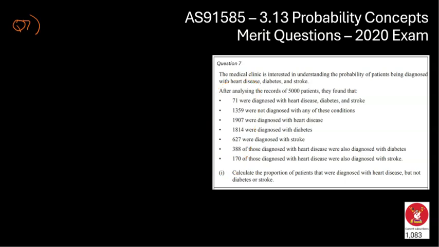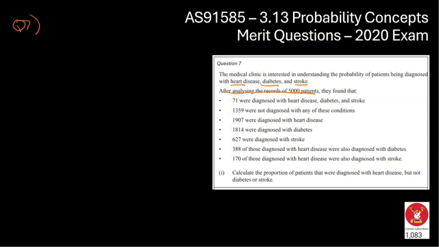So we've got a medical clinic, interested in understanding the probability of a patient being diagnosed with heart disease, diabetes, or stroke. Straight away, I've got my 3 variables, right? You either have heart disease or you don't. You either have diabetes or you don't, or you've had a stroke or you haven't had one. So that's almost guaranteed already. So we've analyzed 5,000 patients in total, and they found all of these here. We're going to get into that once we start constructing our table.